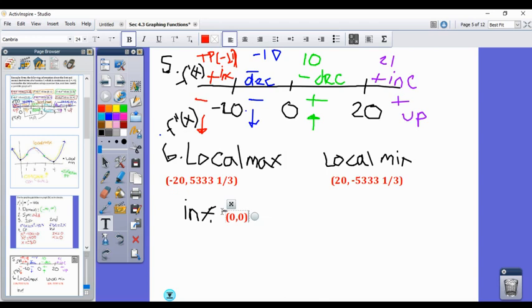Okay. So step number 7 is we are going to figure out our asymptotes and our end behavior. So in this case, there are no asymptotes because I have no real restrictions on anything that happens with my domain.